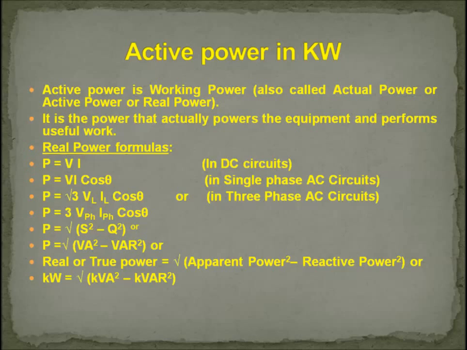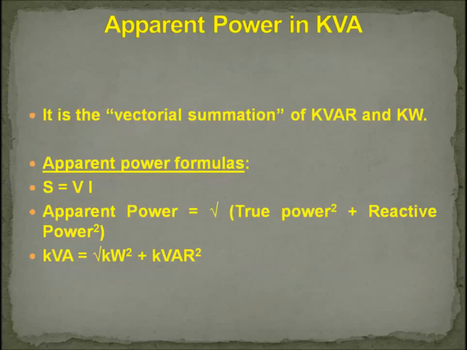P equals square root of S squared minus Q squared, or P equals square root of VA squared minus VAR squared, or real or true power equals square root of apparent power squared minus reactive power squared, or kW equals square root of kVA squared minus kVAR squared.